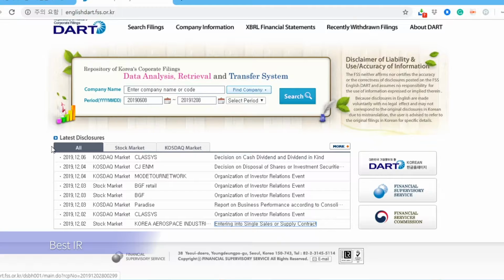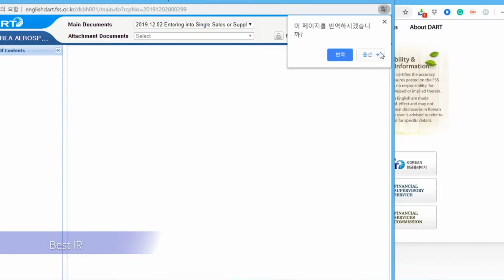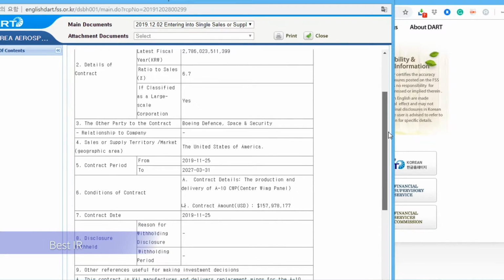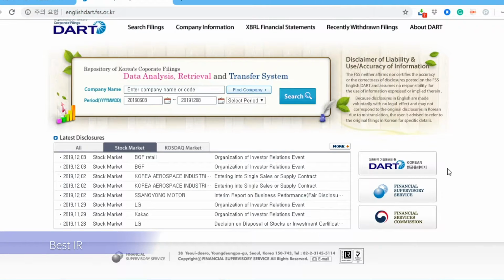So here you're gonna find the latest disclosures, things like what they did, that Korean Aerospace recently announced they are entering into a contract with Boeing in an amount of 186 billion won, which is about 6.7% of total sales last year. And things like that you can find here.